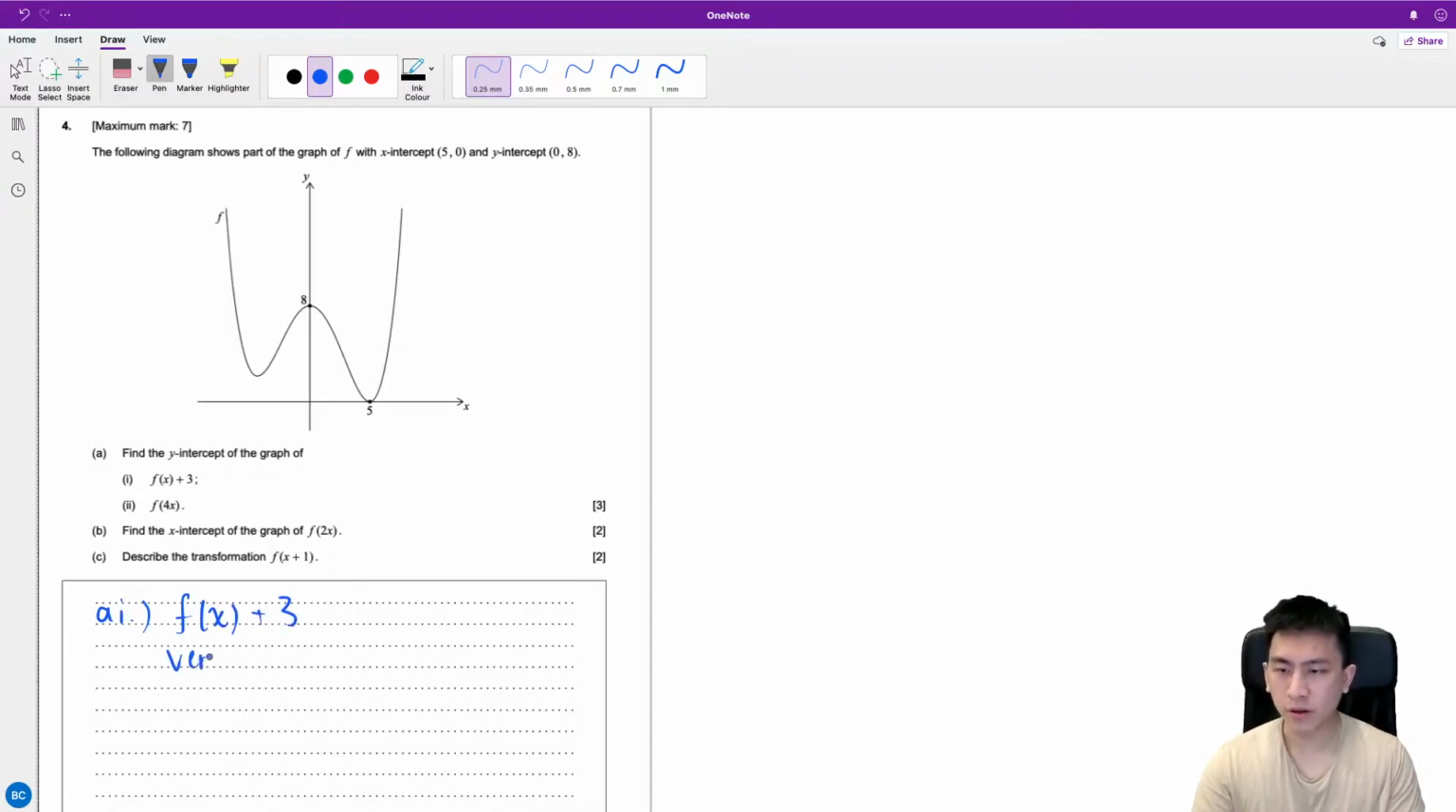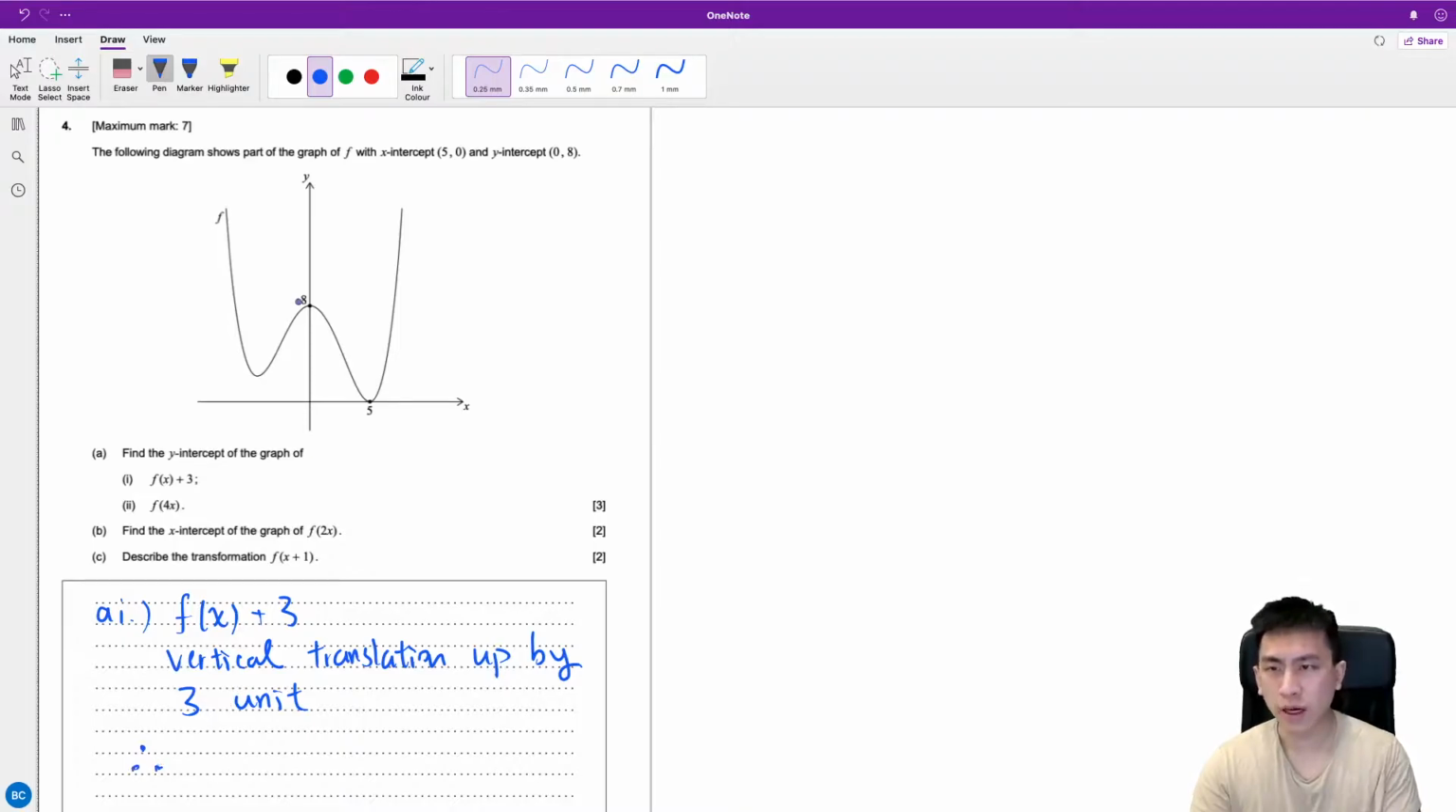This is a vertical translation up by 3 units. I mean, you can just justify by saying that. It's a vertical translation up by 3 units. Therefore, of course, the y-intercept would just go up by 3. The y-intercept equals 8 plus 3 equals 11. That's it. And then, of course, part A for II here.